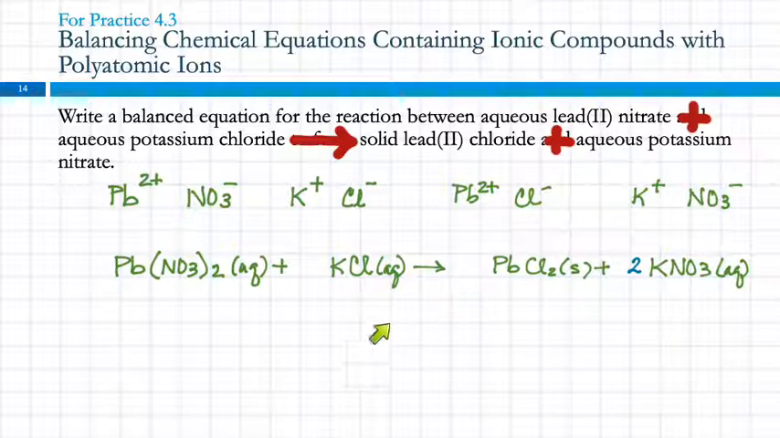So that's good. How about K? Potassium. There's 1 here. And how many over here? 2. So how can I fix that? We put a 2 in front of KCl. So I've got 2 potassiums. And then the last one I haven't checked yet is chloride. So 2 chlorides, and over here, 2 chlorides. Usually that last one will kind of take care of itself. So there it is.